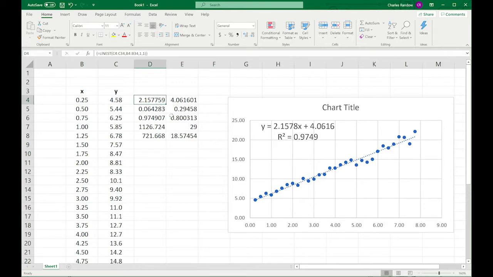So the entry here, D4, corresponds to the slope, so 2.157759, and you see 2.1578. The entry E4 corresponds to the intercept, 4.0616 and 4.061601. The 0.974907, this is our r squared value. And the other two that are useful to us are the two that are immediately beneath the slope and the intercept, and these are what we're going to use as our uncertainties for each of those values.